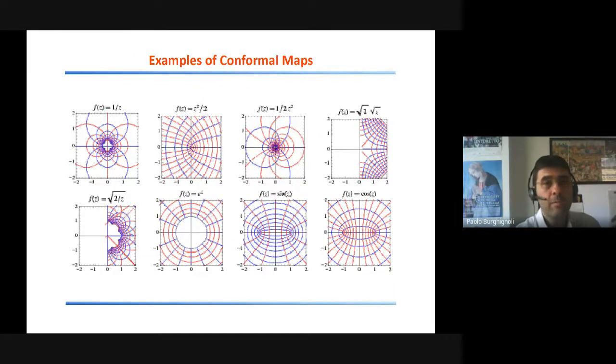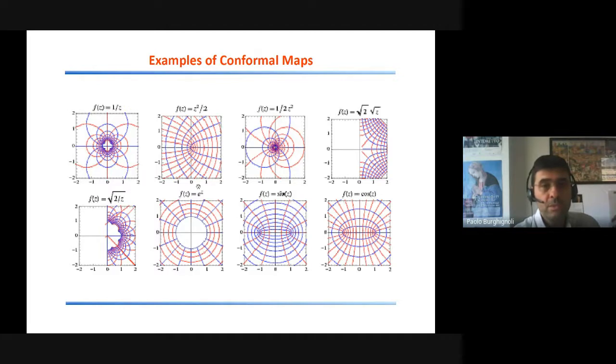And here you can see some examples. Unfortunately, the images are a bit blurred, but in the top left image you can see, for example, the function f defined by 1 over z, and you can see in blue and red the images of the straight horizontal and vertical lines, which, as you can see, intersect each other at right angles, so with a mutual angle equal to pi over 2. And the same is true for all the other examples: z squared over 2, 1 over 2 z squared, the square root of z, and so on.